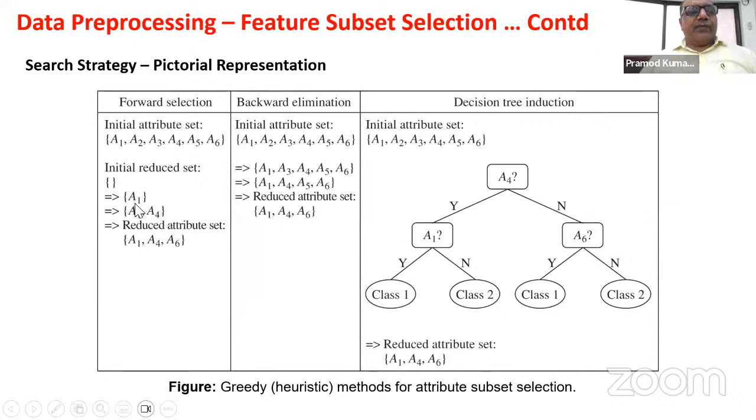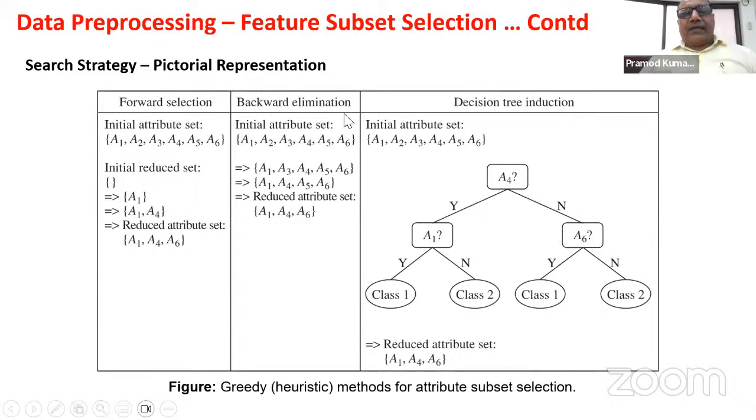So the A4 will be added, so the A1 and A4. Now this is another subset. So this subset will be evaluated whether it is good or bad. After that, the next third best feature will be added, for example, the A6. So the A6 is added here, so A1, A4, A6. So this is another subset. In this way, it will just go on. In this example, we have stopped here only. So this is how the forward selection goes on.